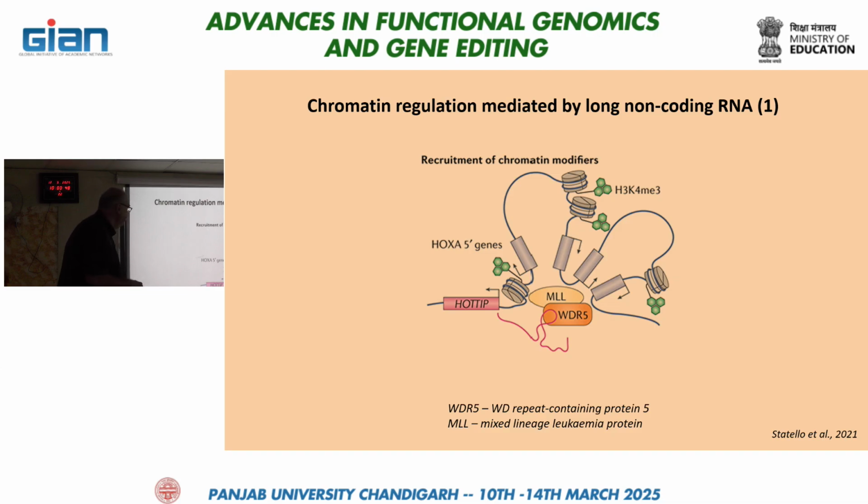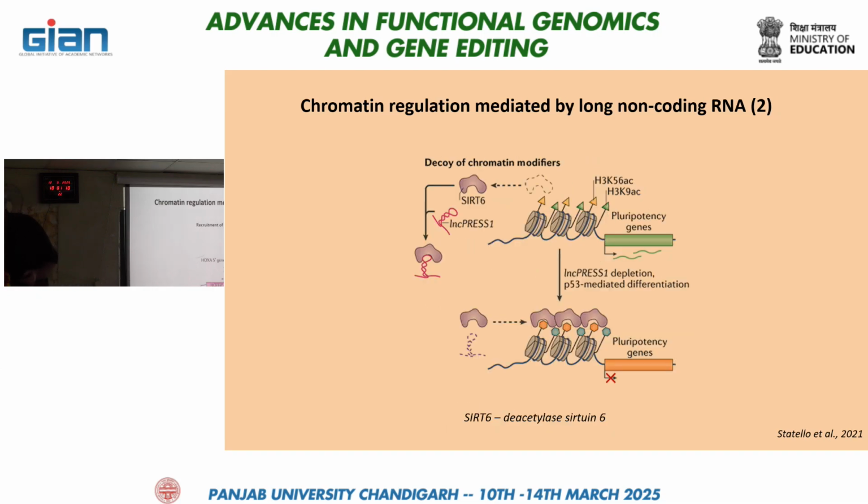Okay? Without this long non-coding RNA, there is no modification of chromatin at this part of the genome, and there is no transcription. One example. So again, the long non-coding RNA is involved in putting some marks on chromatin. The second is very similar, but kind of opposite.